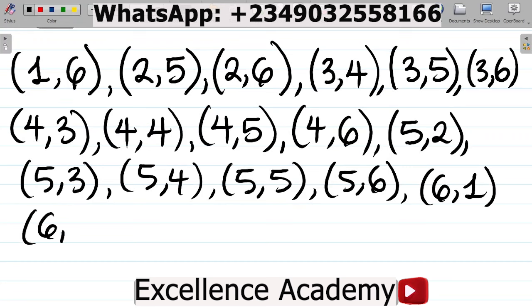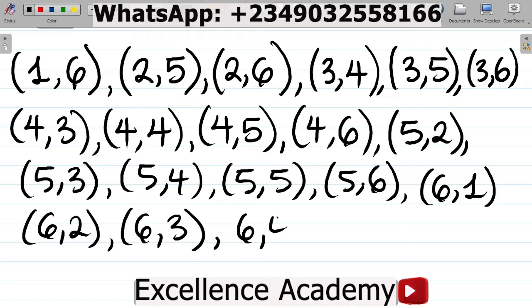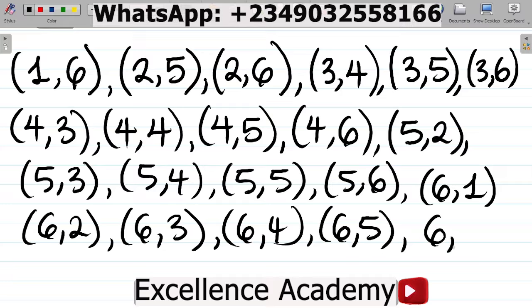We can get 6 and 2, that's 8. We can get 6 and 3, that's 9. We can get 6 and 4, that's 10. We can get 6 and 5, that's 11. We can get 6 and another 6 again, that's 12. So these are all the possible combinations that are equal to or greater than 7. In total, how many do we have there?